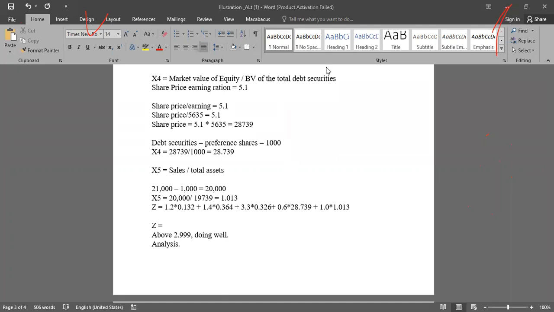2.7, it's actually below 2.99. So this is even below the best performance. So if you're below 2.99, then you're not doing well. The entity is not doing well.